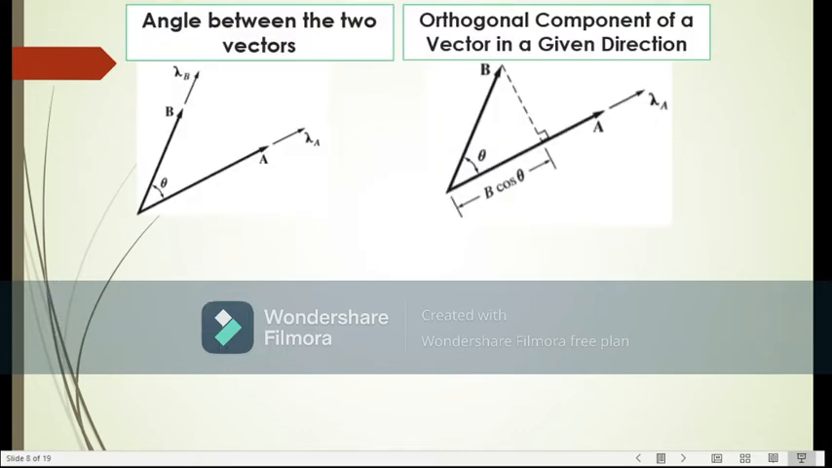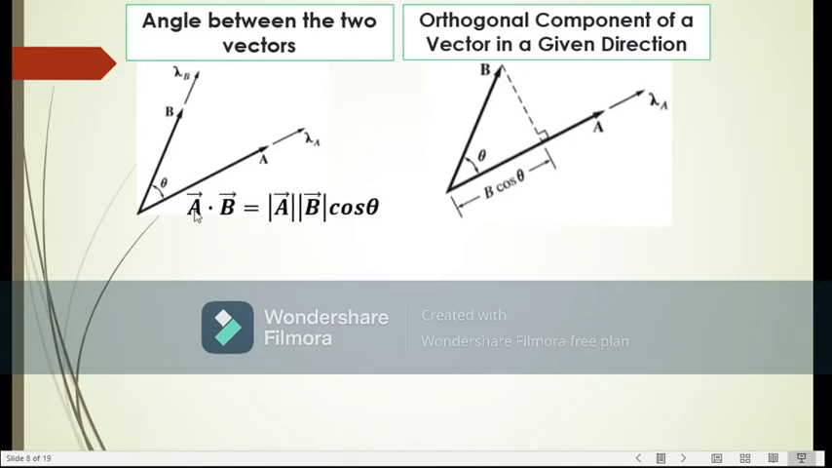So these are the second and the third unknown in our problem. We are asked to calculate for the angle, and we are also asked to calculate for the orthogonal component of one vector. So how can we get the angle between the two vectors using dot product? Again, we are given vectors A and B based on the illustration. And the angle between A and B is theta.